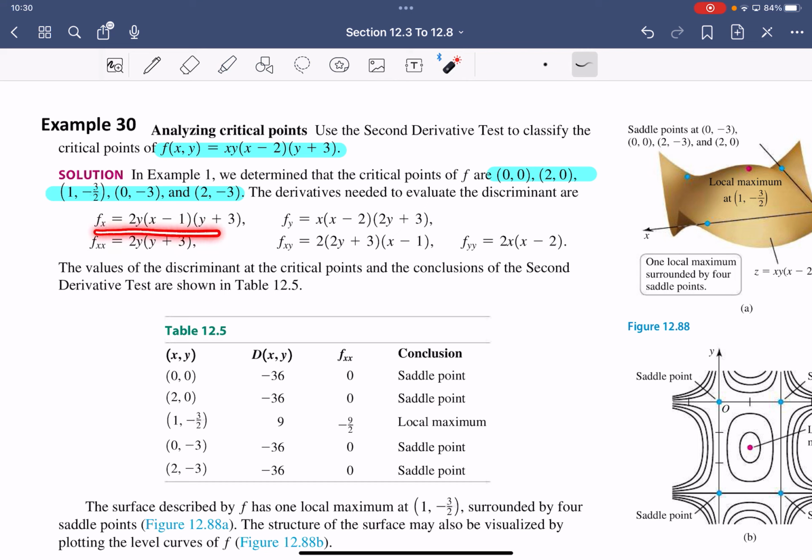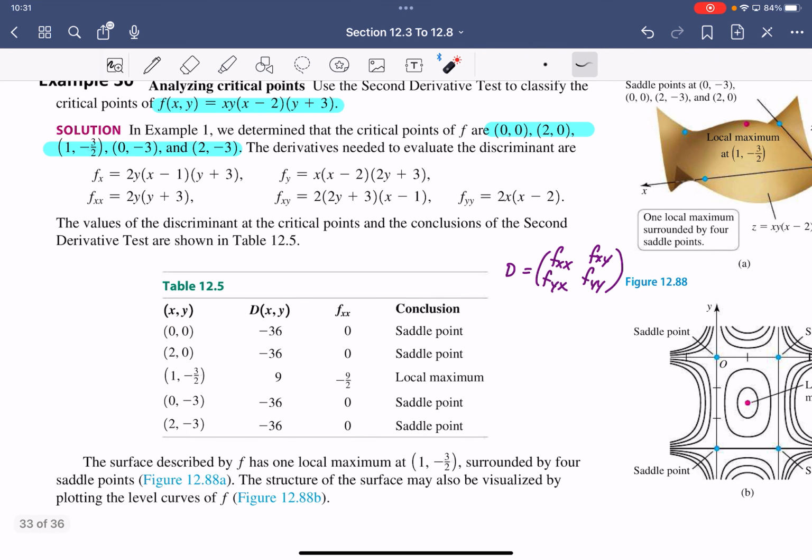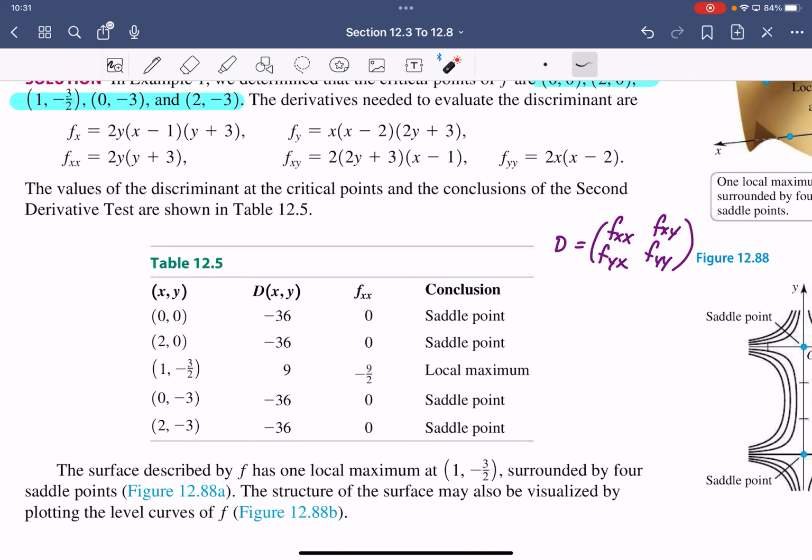So you compute fx, fy, you compute fxx, fxy, fyy, and then you put it in the metric D, right? So D is going to be fxx times fyy minus fxy times fyx. Let's suppose that you want to compute at the point (0, 0). So what you do is you plug in the value at (0, 0), and then you compute your D. Once you get a negative number for D, it's going to be a saddle point.